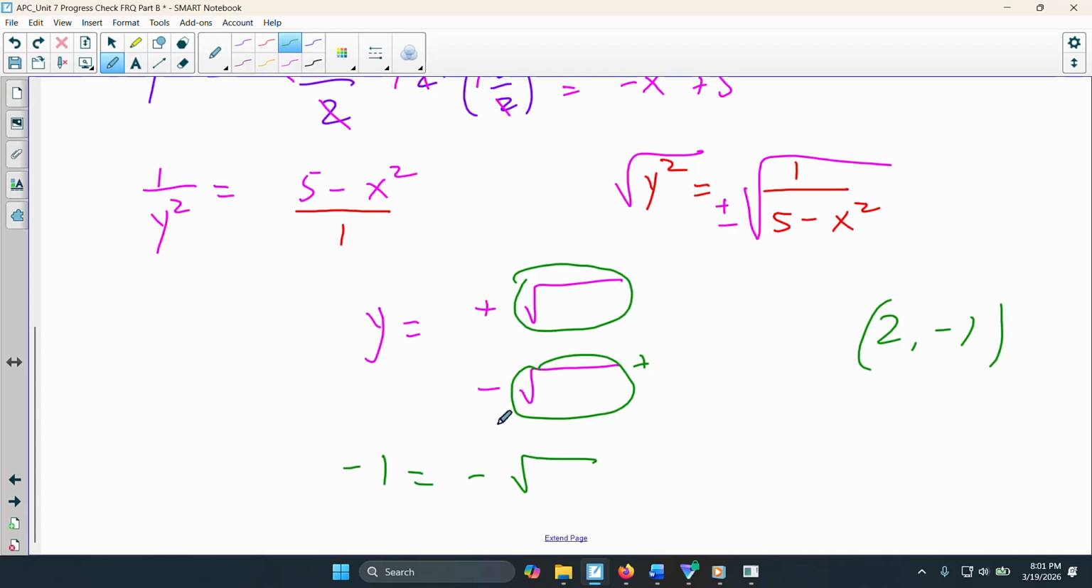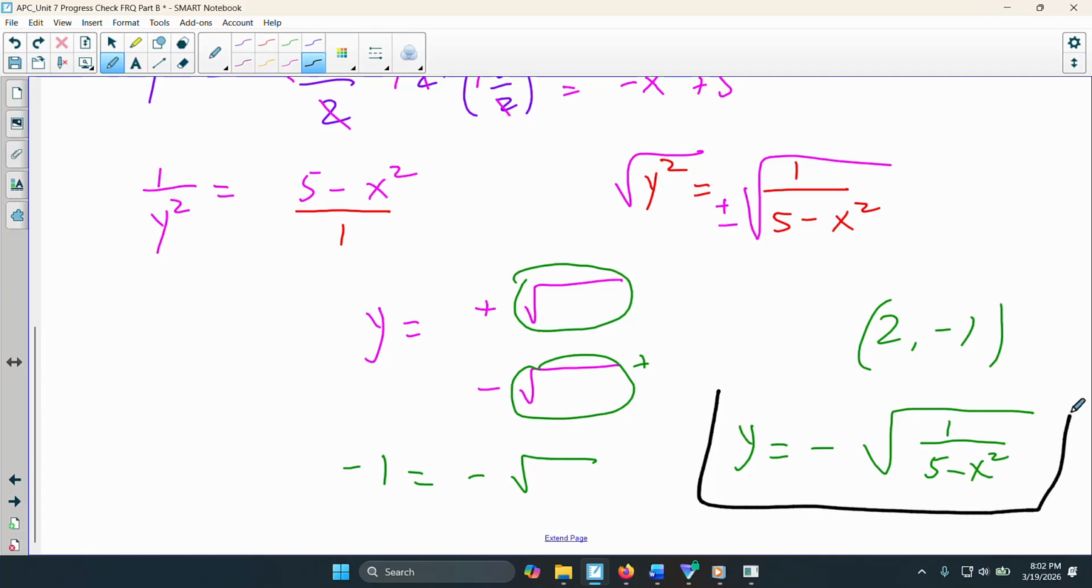So I'm going to rewrite this as the final version. y equals the big root sign with a minus in front, and this is 1 over 5 minus x squared. And I think you can leave it like that. I don't think there's anything to be embarrassed about. This is good, as long as I didn't make any stupid mistakes. In other words, you don't have to rationalize this. This is fine.